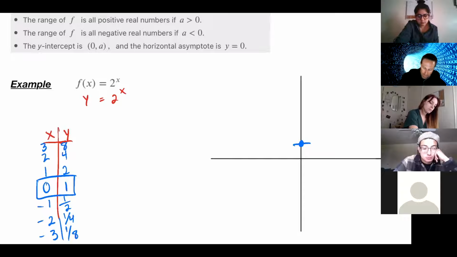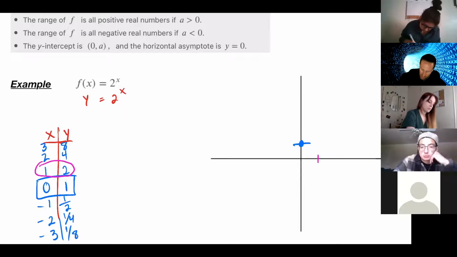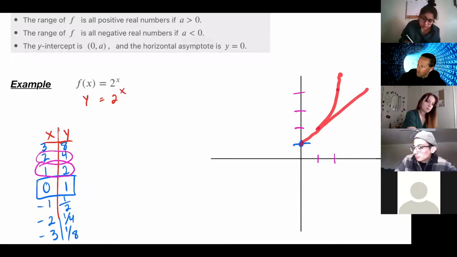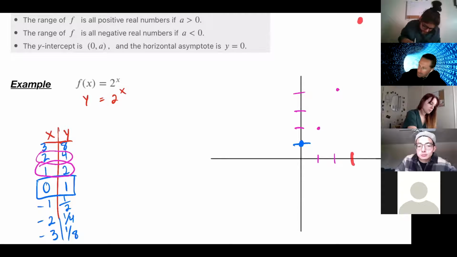Okay, so if I plot these points, the 1, 2, and I'm going to use a different color just so that you guys can see. 1, 2 would be over 1 up 2. 2, 4 over 2 up 4. And notice it is not a line. It has to therefore have some bend, some curve to it. And if I put in 3, I'm going to be all the way up here at 8. If I put in 4, I'd be all the way up there to 16.